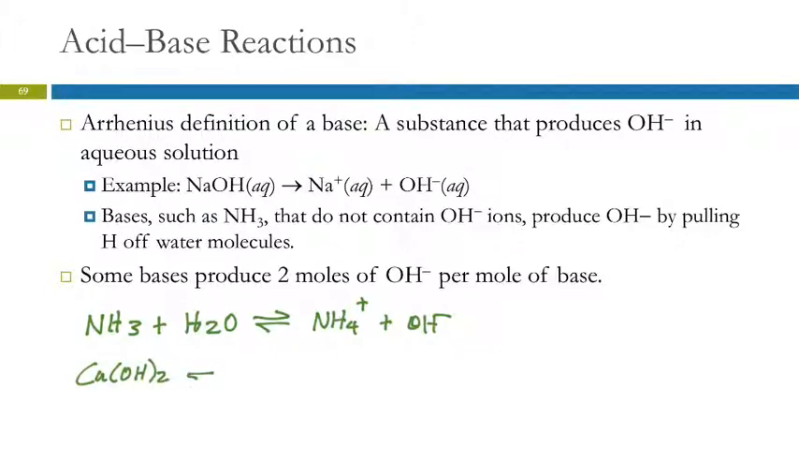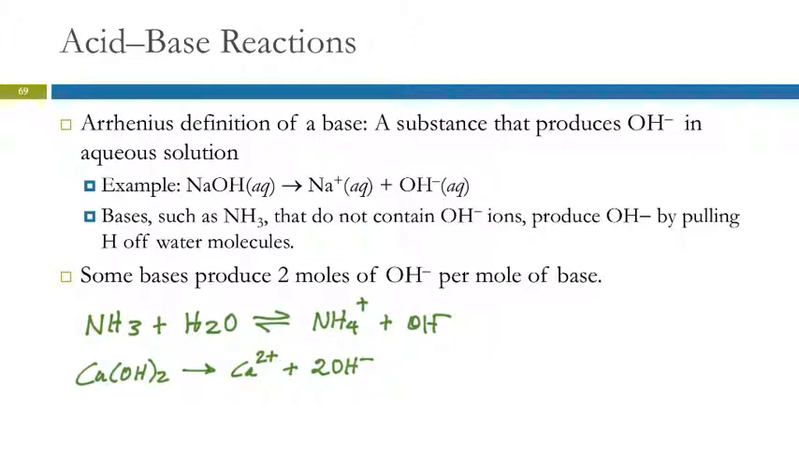So when we put this in water, well, actually it's not going to be that, it'll be this way. It's going to separate into its ions. There's a calcium 2+ ion, and we're going to get 2 hydroxide ions. So if we have 1 mole of calcium hydroxide, we're going to get 2 moles of hydroxide ions.